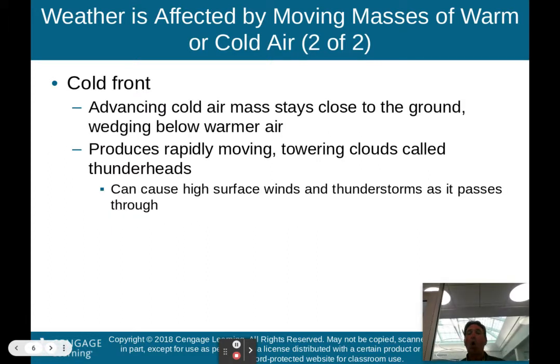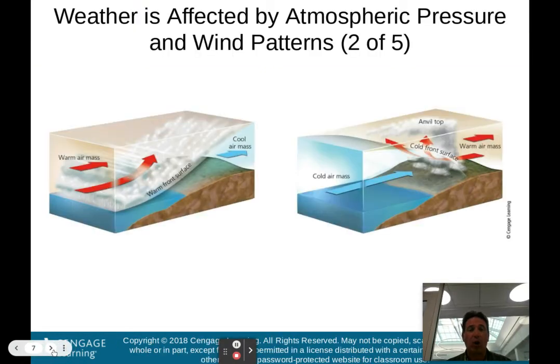Next type of front is a cold front. A cold front is when cold air moves into warm air. But because the cold air is more dense, the cold air mass stays close to the ground, causing the warm air mass to be pushed higher in the sky very rapidly, and that produces rapidly moving towering clouds called thunderheads or cumulonimbus clouds. These can cause high surface winds and thunderstorms. So usually cold fronts have quick moving heavy rain or thunder showers, while your warm fronts usually have steadier, lighter precipitation that goes on for a longer period of time.